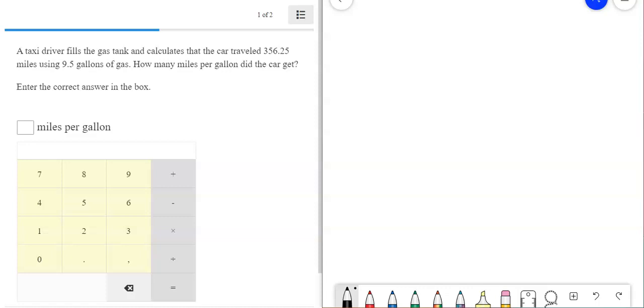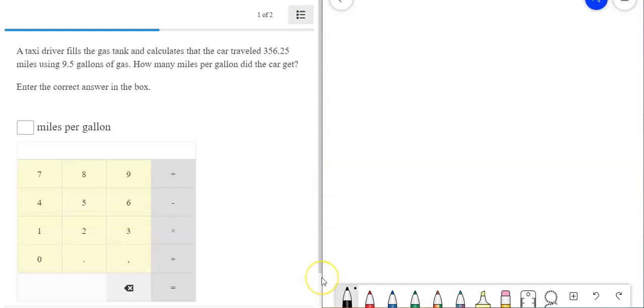Okay, this is Module 4, Lesson 4, Check Understanding. Let's see how we do on this. A taxi driver, you can find this at the bottom of page 122, or in the online portion of your book. A taxi driver fills the gas tank and calculates that the car traveled 356.25 miles using 9.5 gallons of gasoline. How many miles per gallon did the car get?